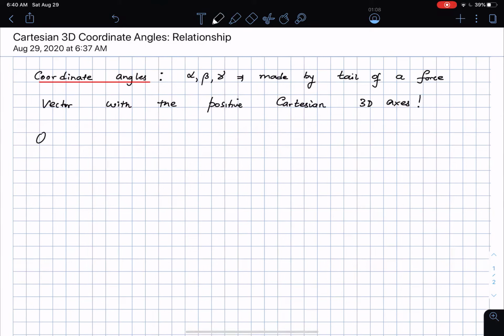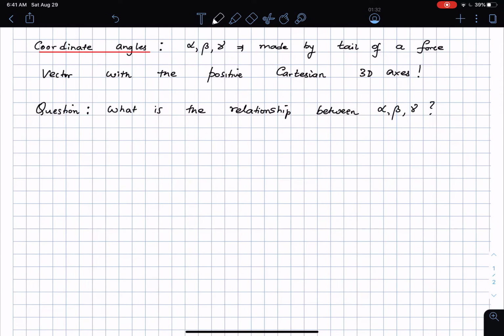Okay, so the question: what is the relationship between alpha, beta and gamma? Okay, so to do that I start off by drawing first of all the Cartesian coordinate system. Okay, so here is my vertical axis, my horizontal axis, and then I'm going to complete the figure by drawing the third axis here.